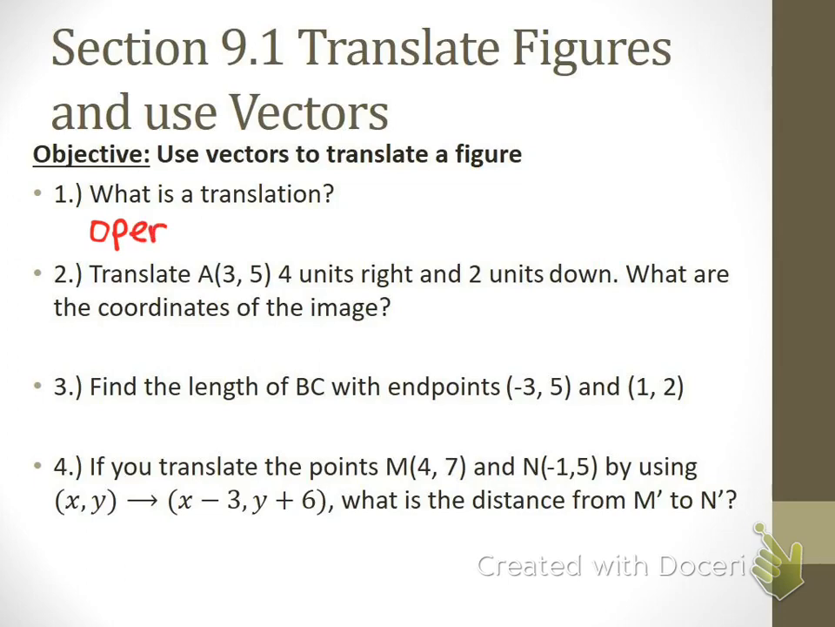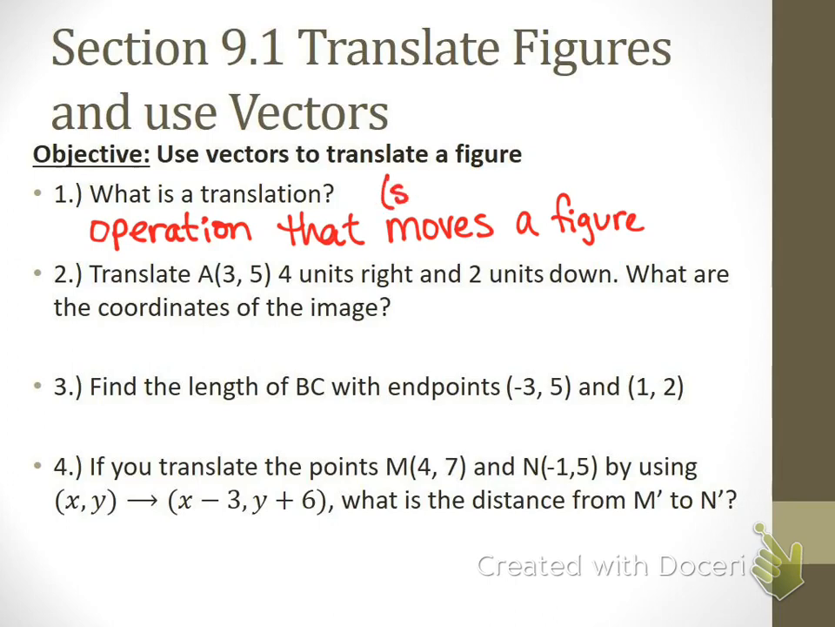You could put the formal definition if you want to, but it's about moving, or you could say sliding. Some people refer to translations as slides, because it just shifts it up, down, left, right. It just moves it along. If you use the formal definition that we talked about yesterday, that's fine.